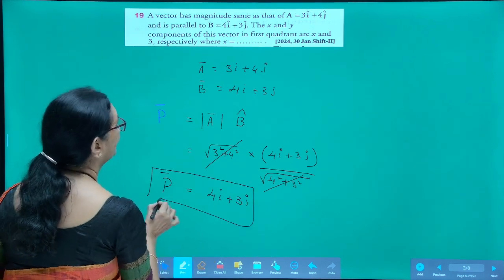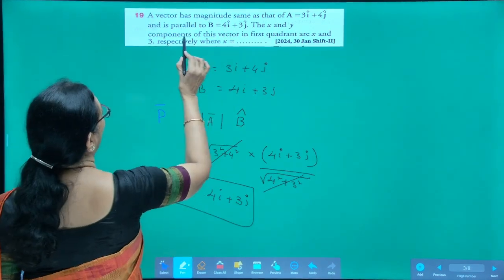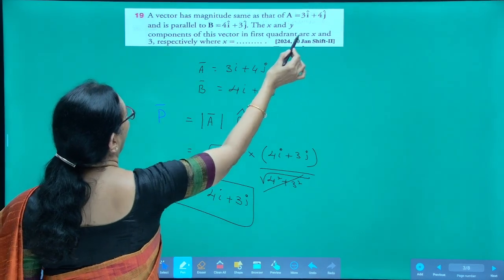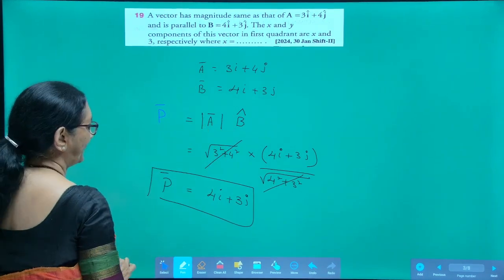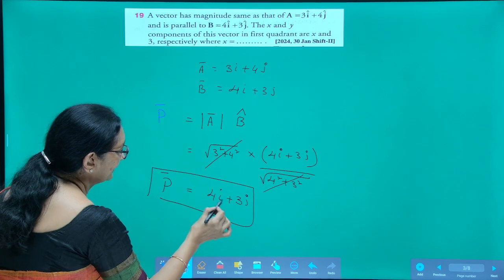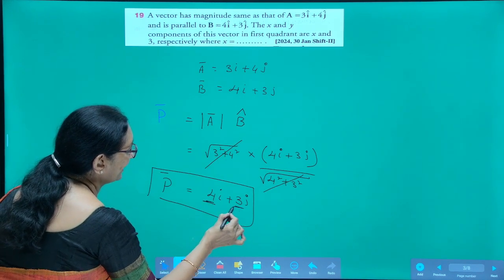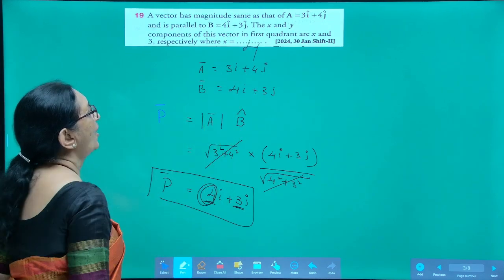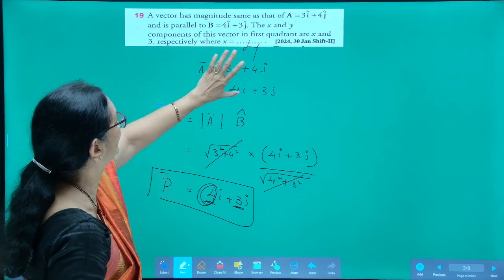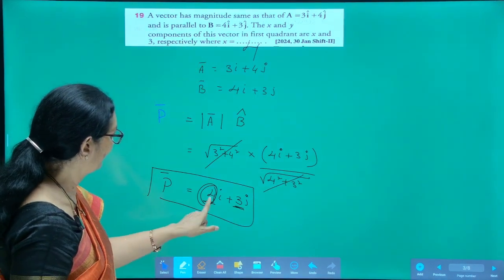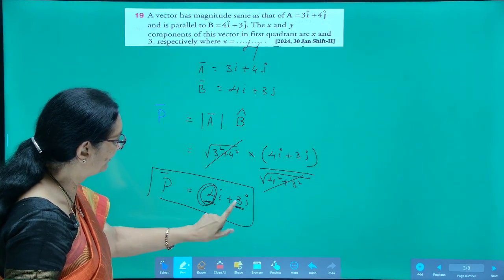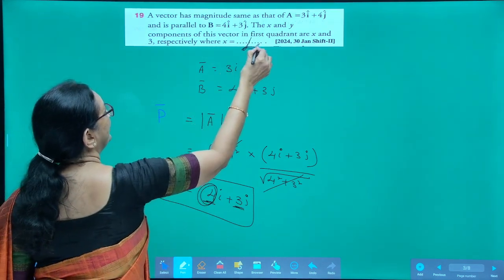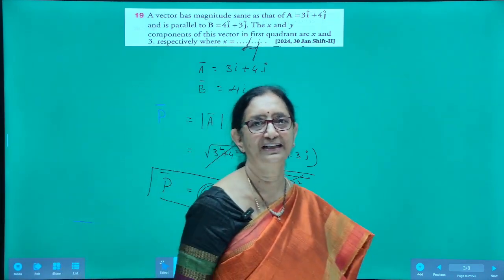That is the vector. Now, x and y are the components of this vector in the first quadrant, x and 3 respectively. What is x? So, x component is 4, y component is 3. You are supposed to find this 4. The x and y components of this vector are x and 3. The x component is not given, the y component is given as 3. So, x component is 4. That is what you need to find. Answer is 4 for that problem.